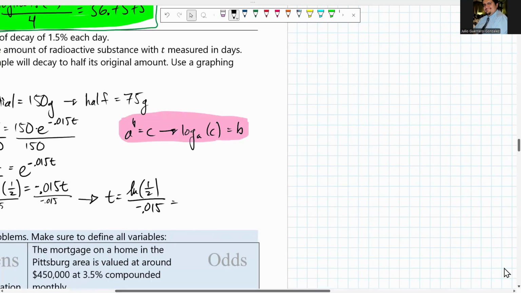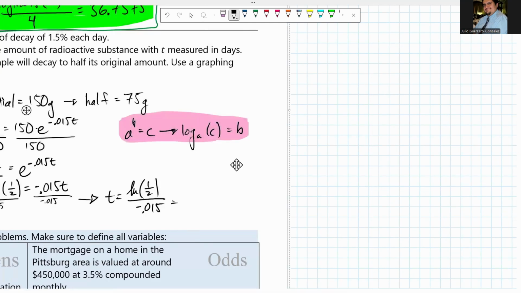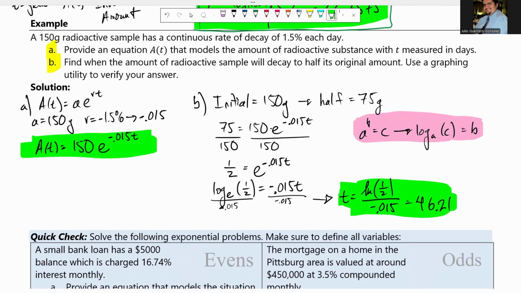And what was it that we got again? Look at me go way too fast. 46.21. I'm going to highlight all of that in green and then square it out in green. Horrible square. There we go.